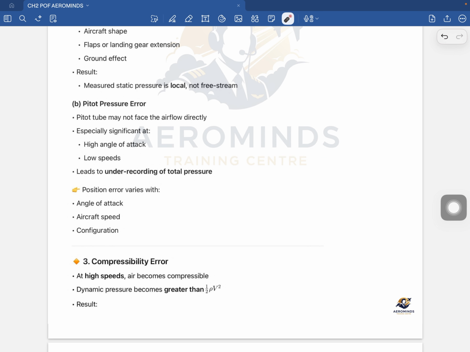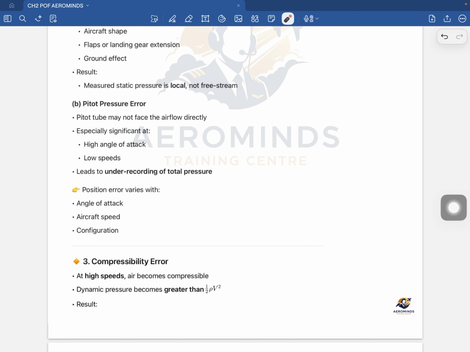So remember, at high angles of attack or at low airspeeds, the airflow does not hit the pitot tube straight. Suppose this is the pitot tube, the air does not hit straight. It might bend, so it will cause the pitot tube to sense less total pressure than it should. Now, when total pressure is under-recorded, the airspeed shown will obviously be less than the actual.